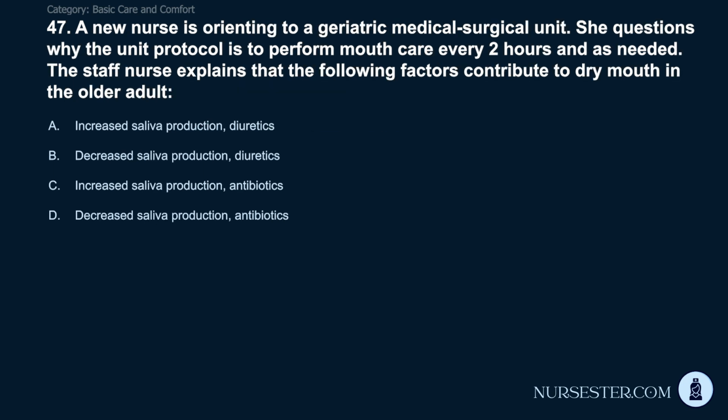47. A new nurse is orienting to a geriatric medical surgical unit. She questions why the unit protocol is to perform mouth care every 2 hours and as needed. The staff nurse explains that the following factors contribute to dry mouth in the older adult: A. Increased saliva production, diuretics. B. Decreased saliva production, diuretics. C. Increased saliva production, antibiotics. D. Decreased saliva production, antibiotics. Correct answer: B.